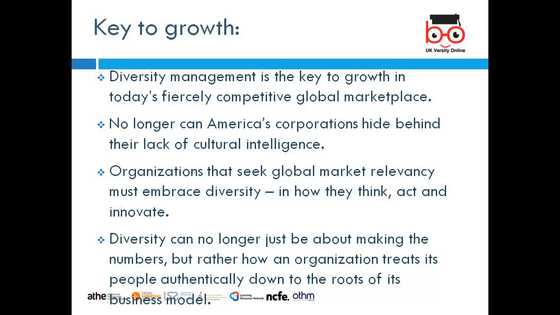The competitive global market is quite crucial. No longer can American corporations hide behind their lack of cultural intelligence. Organizations that seek global relevancy must embrace diversity. Diversity can no longer be just about making numbers, but rather about how the organization treats people, down to the roots of its business model.